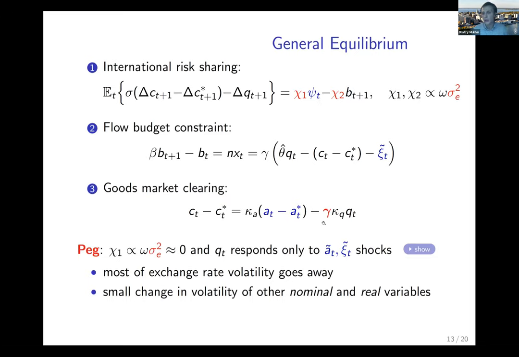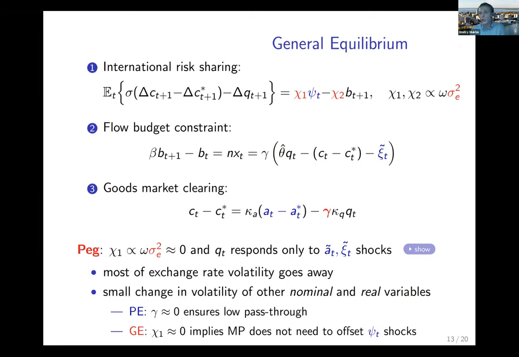So now arbitrageurs are happy to take any positions. They are happy to fully offset any demand coming from noise traders. And so that eliminates the key driver of the real exchange rate. Moreover, it will still result in a small change in the volatility of other macro variables. And there are two reasons for that. So the first one is almost trivial. This is the partial equilibrium logic.